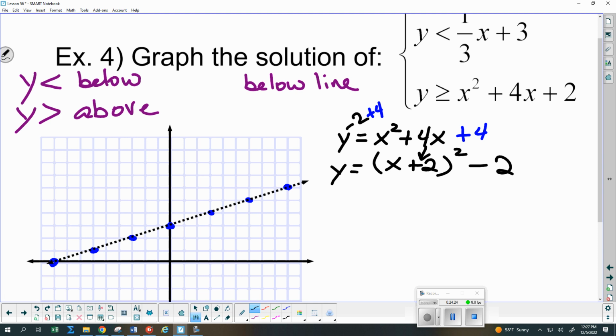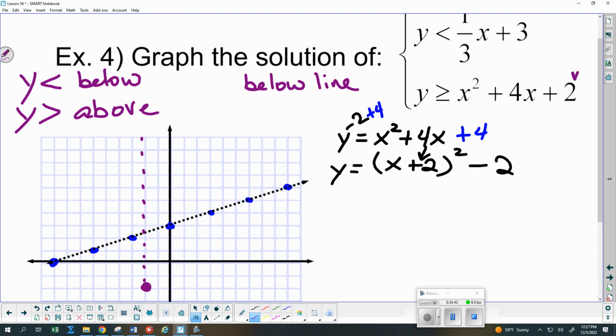So, Austin, what will be my vertex for this parabola? So we're going to do a dot on that. That also means we have, this is our axis of symmetry. Does this one open up or down? Up, so when I draw it, it better be opening up.